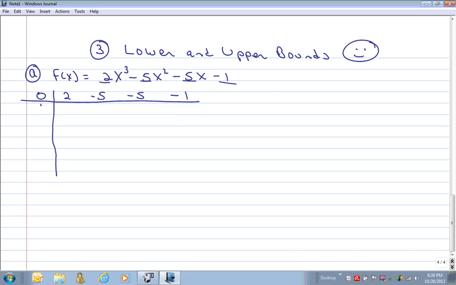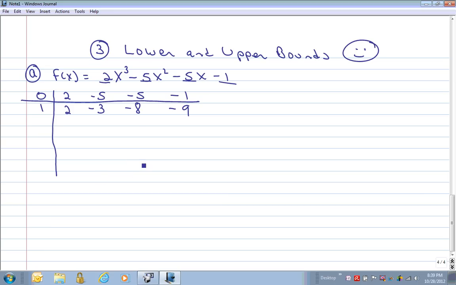So we're going to start with 1, and we bring down the 2. 1 times 2 is 2. 2 plus -5 would be -3. 1 times -3 is -3. -3 and -5 is -8. 1 times -8 is -8. -8 and -1 is -9.